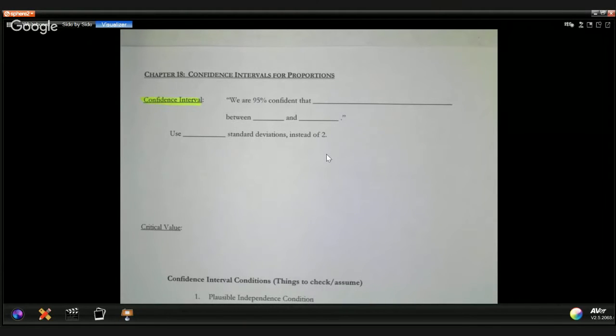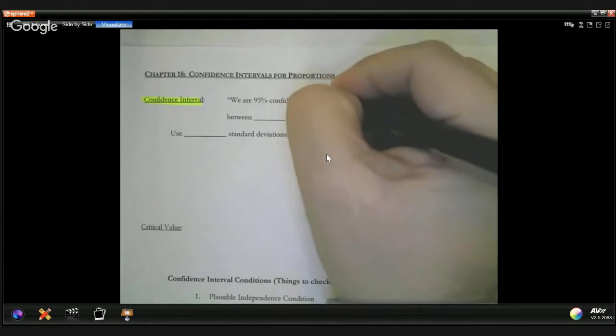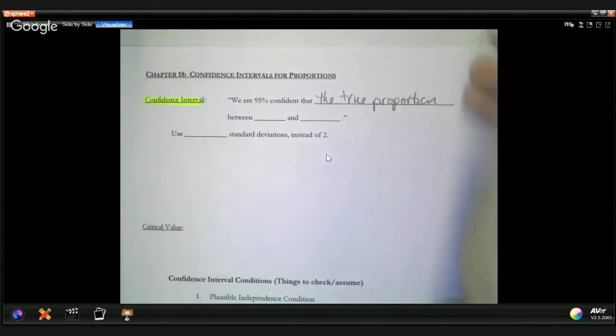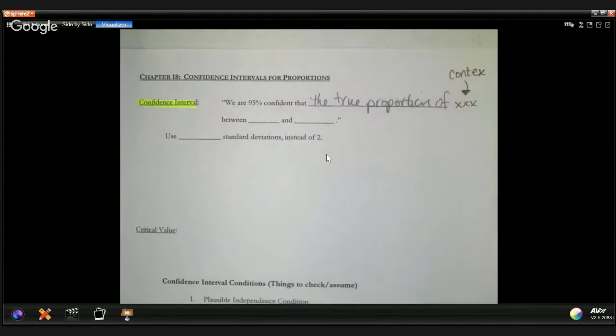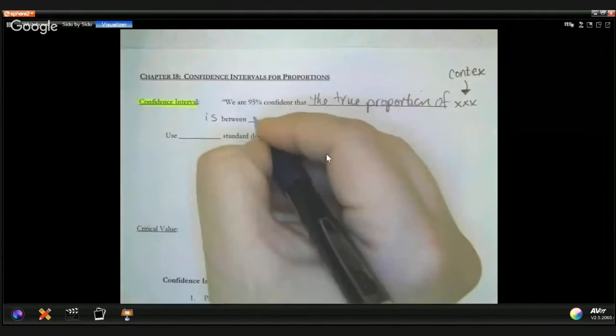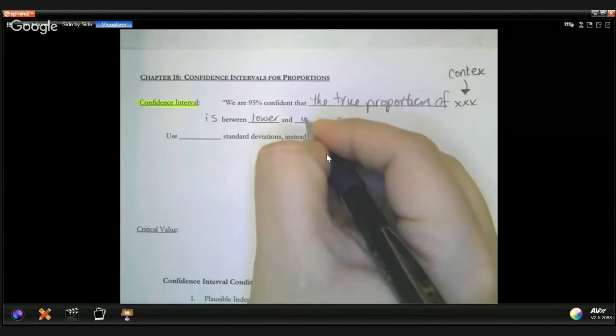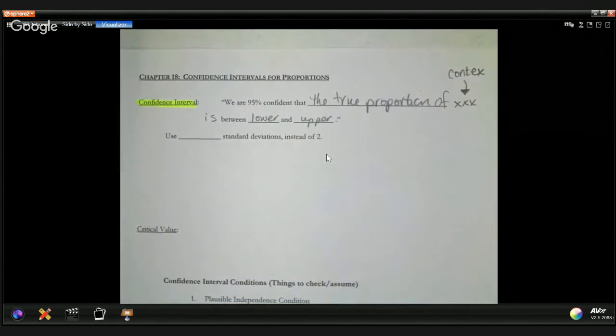So we are 95% confident that the true proportion of blank, blank, blank, it's going to depend on what you're looking at, what your sample is talking about. That's where you enter the context. So we're 95% confident that the true proportion of blah, blah, blah is between the lower number you get and the upper number you get. What we're finding is essentially the middle 95%.